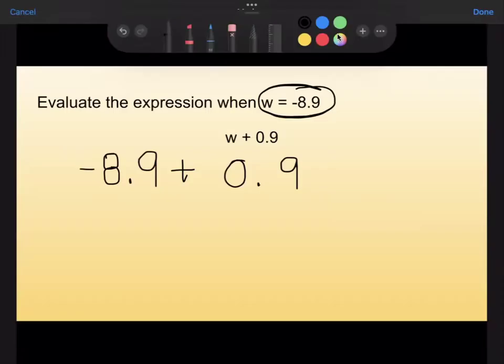8.9. Since there's only one operation left, I just have to take negative 8.9 and add 0.9. That gives me negative 8. Again, you're not going to see me do a lot of these calculations by hand in this video because I have other videos that dive deeper into that. If you're feeling rusty, check out those other videos. When this expression is evaluated for that given value, your answer should be negative 8.